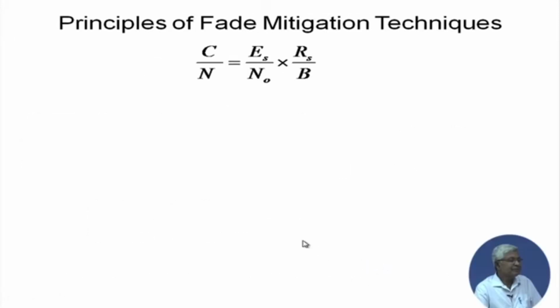So, fade mitigation can be done in various ways. That is, again we go back to that C by N instead of C by N naught. C by N is ES by N naught into RS by B. B is the bandwidth. So, N naught into B is N.